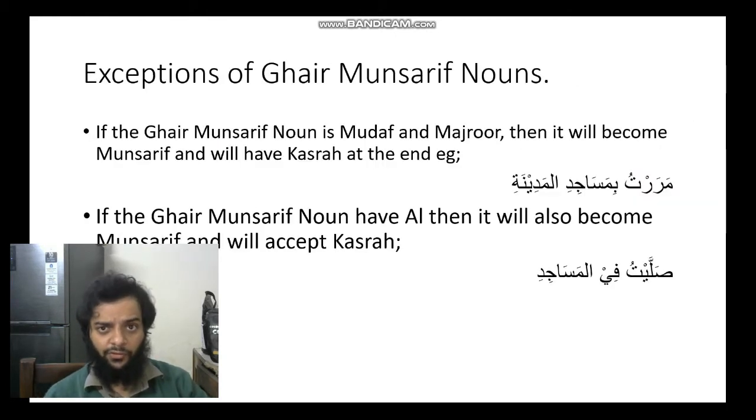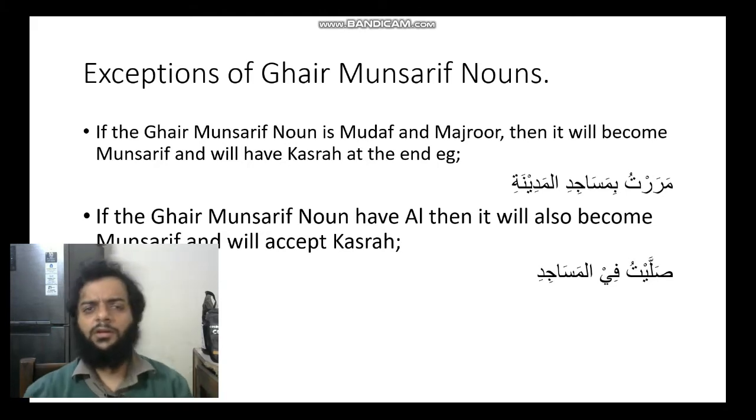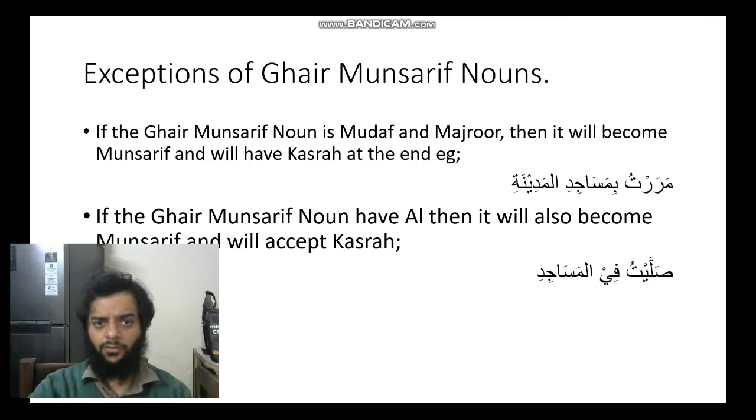So these are the two exceptions. If you don't understand it right now, it doesn't matter. It's not that big of a deal, inshallah. When you are studying it thoroughly, you will get it very easily. The exceptions of Ghair Munsarif nouns: if the Ghair Munsarif noun is mudaf and it is majroor, then it will become munsarif and will have kasra at the end.